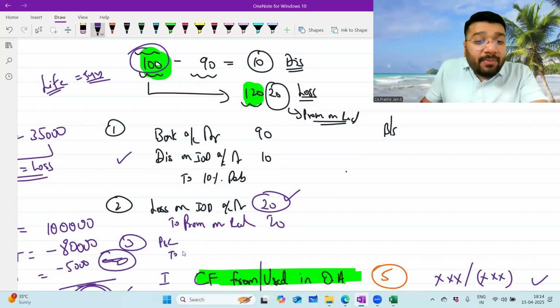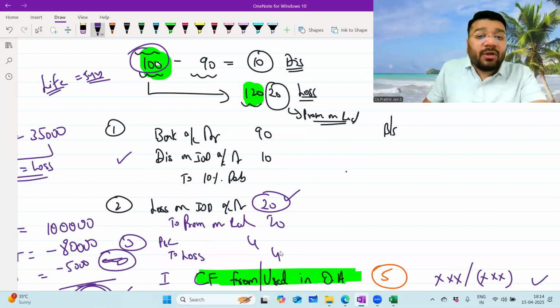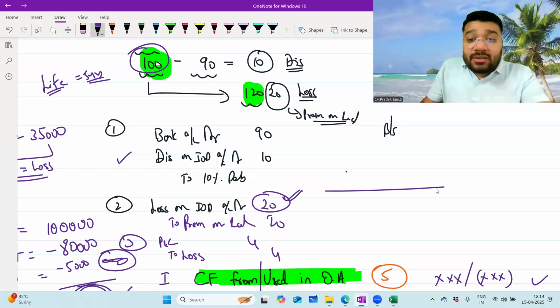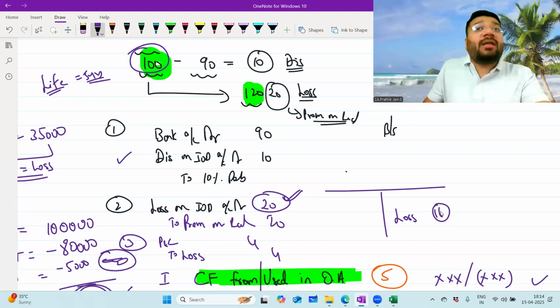So P&L account debit to loss. Now, how much? 4 and 4. When I do that, how much is the balance in the loss account? 16. And the loss will have what balance? Debit balance. So now this loss will appear where? 16 rupees will appear on the asset side.